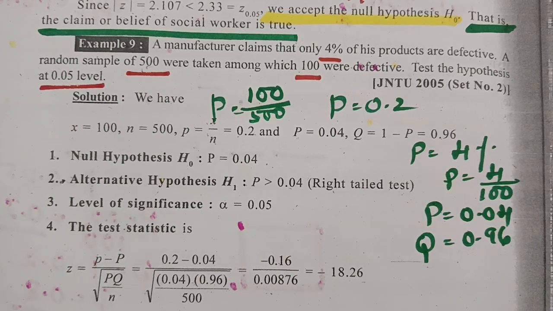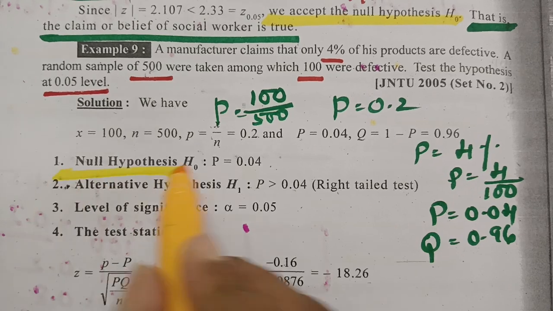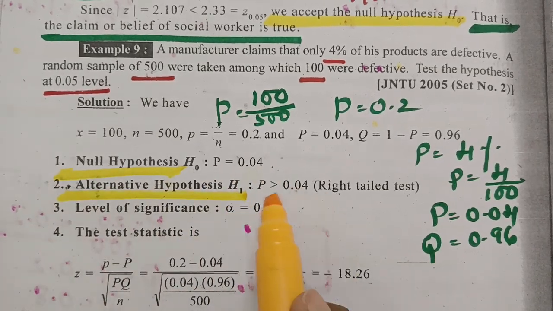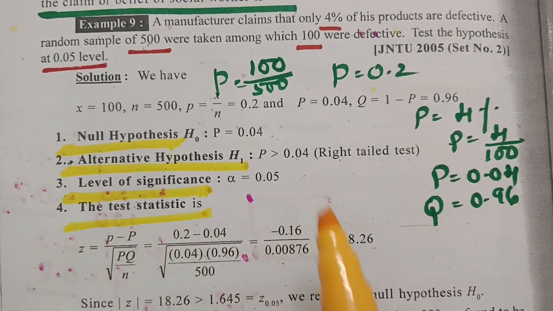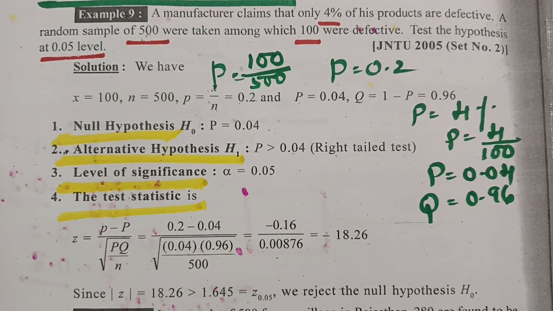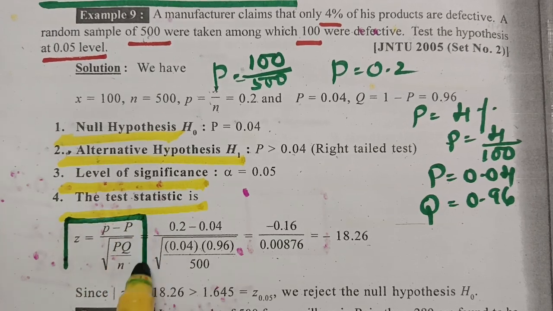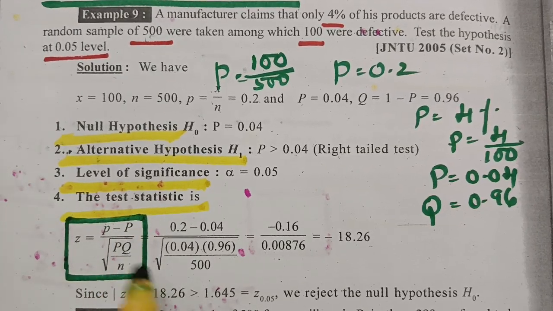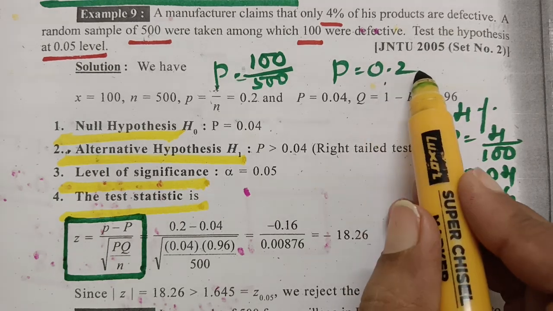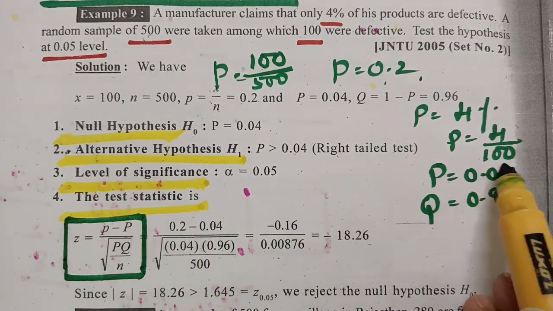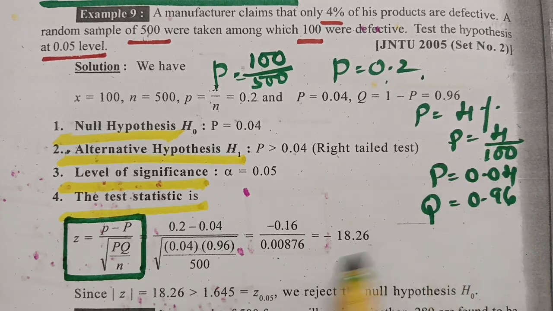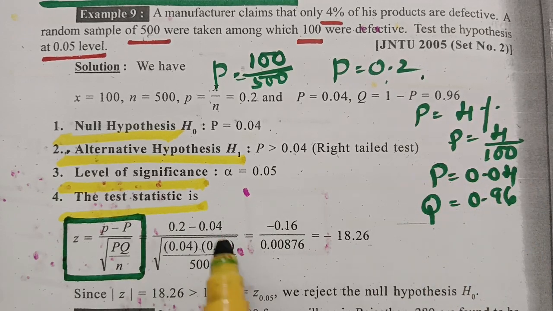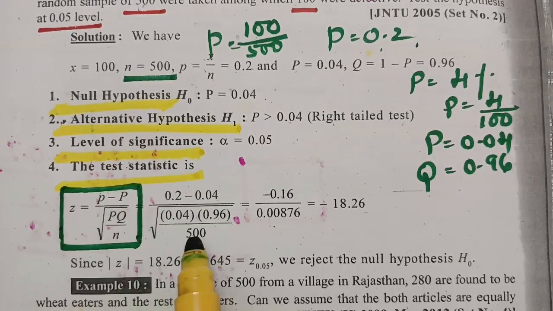And here, coming to the null hypothesis, P is equal to 0.04. Alternate hypothesis, P greater than 0.04. Level of significance 5%. First, test statistic, Z is equal to small p minus capital P by root over PQ by n. So what is small p here? Small p is equal to 0.2 minus capital P 0.04 by root over 0.04 into 0.96 by n, where the value here is 500. The value here is 18.28.